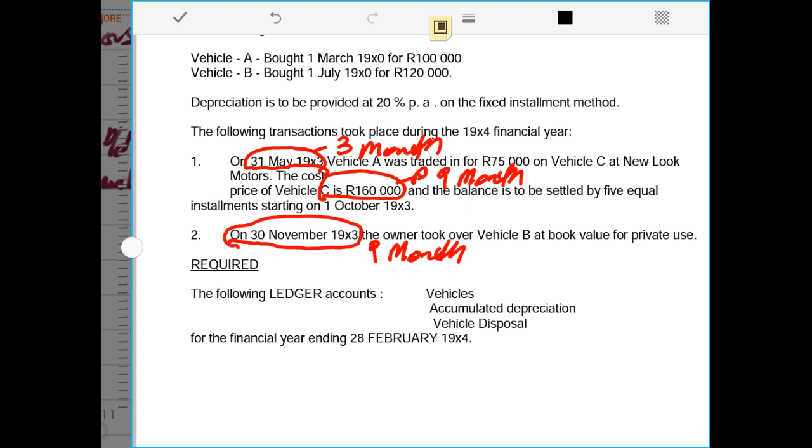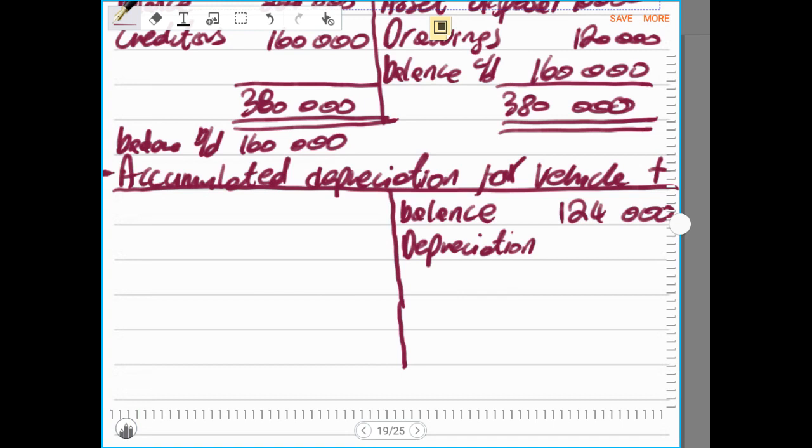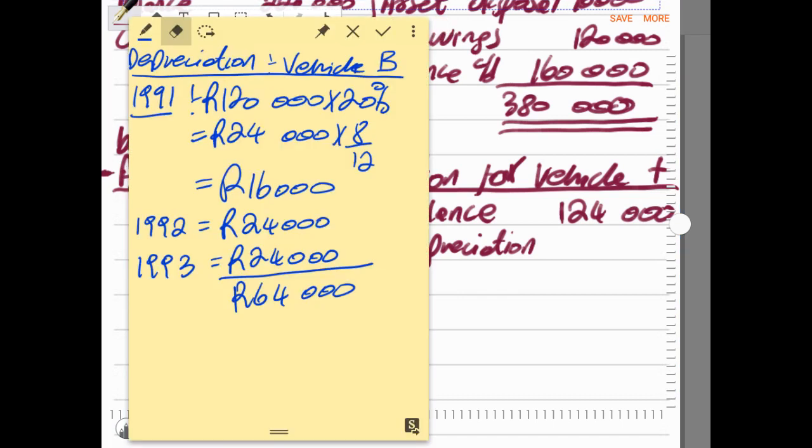So now we have to calculate all these 3 depreciations for these 3 assets and we record them in the accumulated depreciation ledger account on the credit side. So now let us just calculate those. We can start with motor vehicle B. We start by saying depreciation for the full year of motor vehicle B is an amount of 24,000 rands. We know that for the full year is 24,000 rands, per annum.